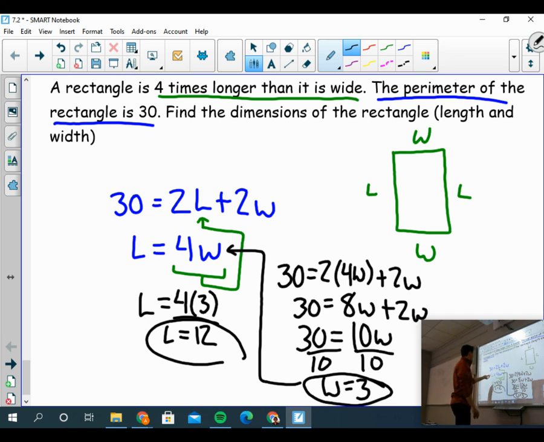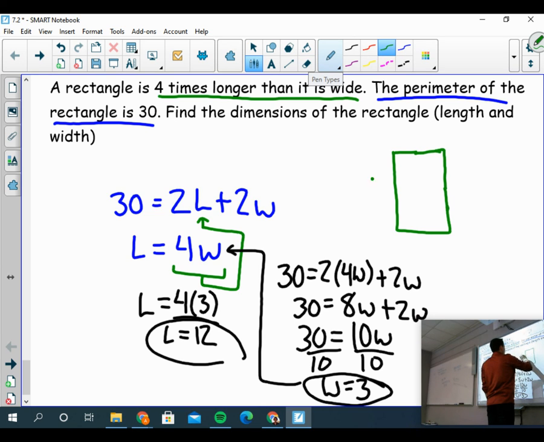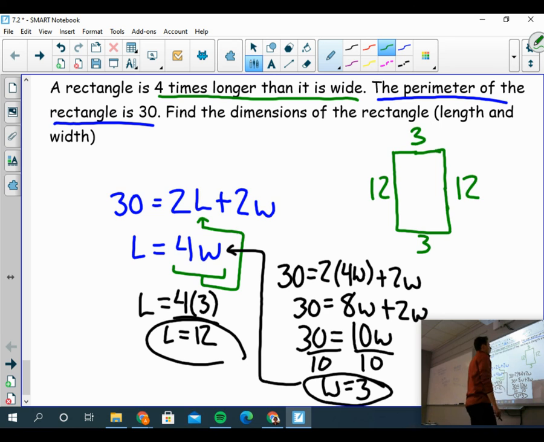You would not get that answer if you had 4L equals W. We need to have L equals 4W. So my length is 4 times as big as my width. We met that criteria. And we need the perimeter to be 30. Well, what we said is this length and width are 12 and 3 respectively. Add them all up. 12 plus 3 is 15. Plus 12, 27. Plus 3 is 30.